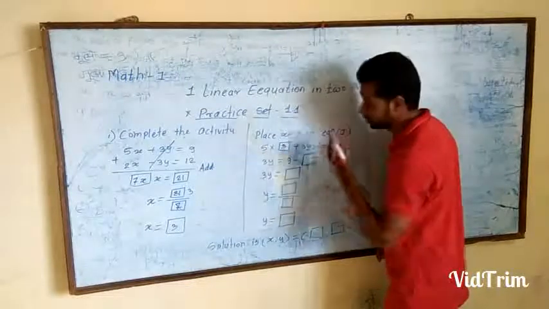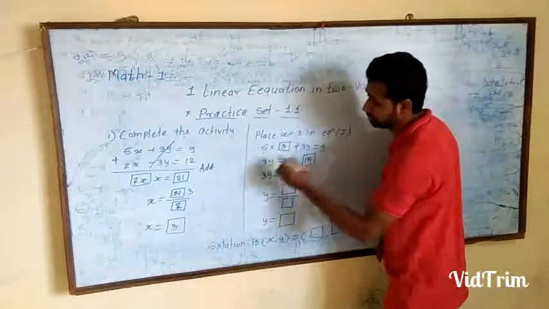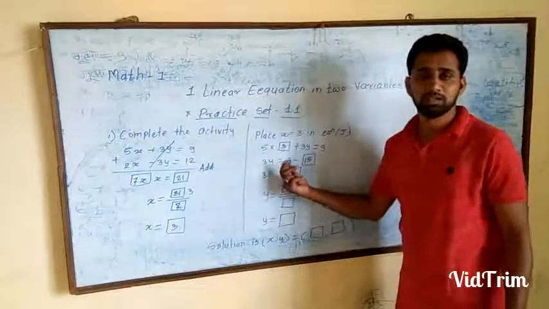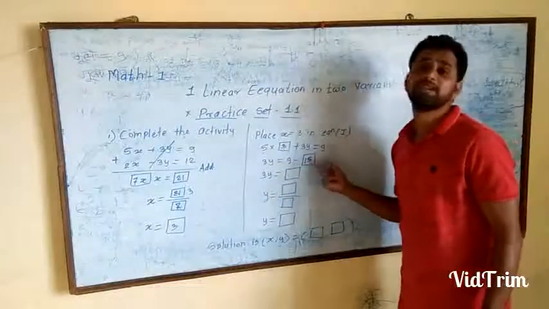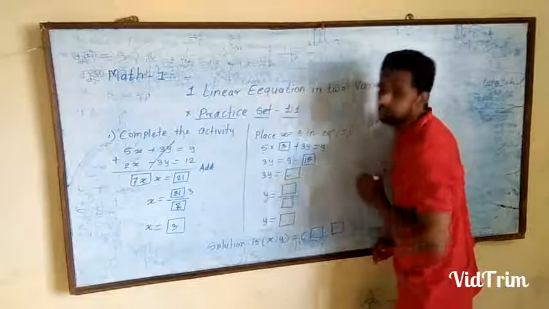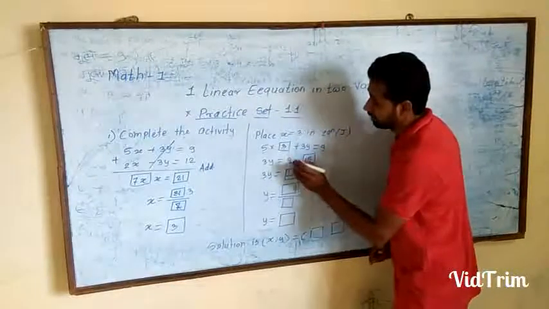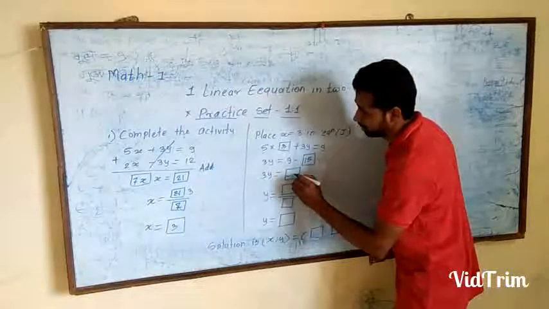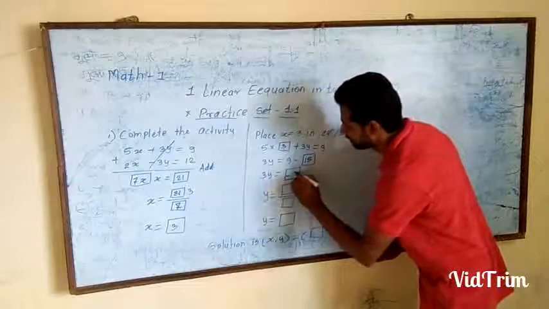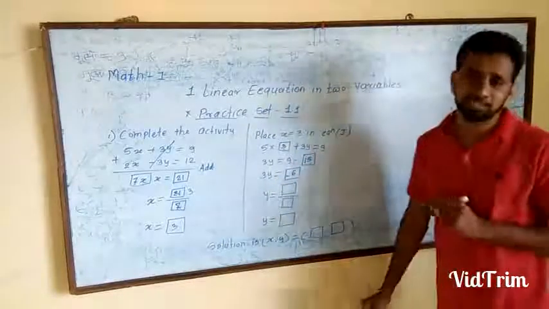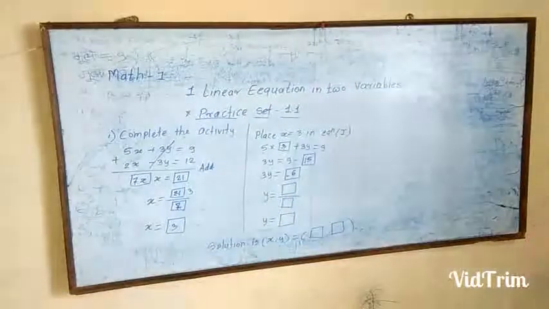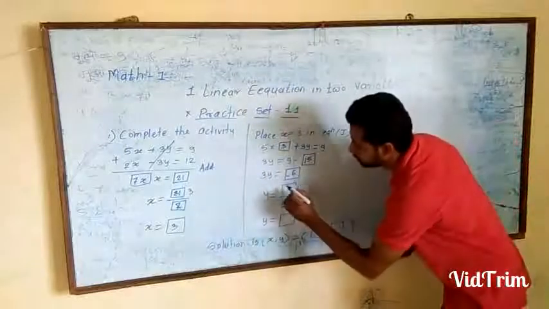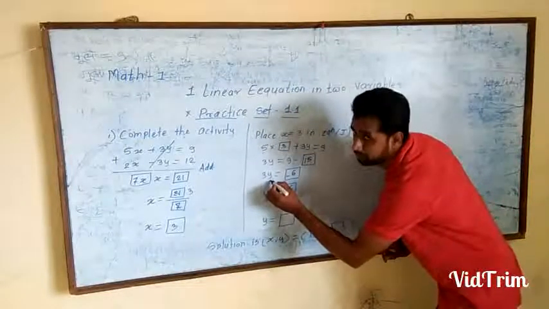This 15 comes to this side. 3y is equal to 9 minus 15. We cannot subtract 15 from 9, so we subtract 9 from 15 and then we put a minus sign. So 9 minus 15 is equal to minus 6. So minus 6.